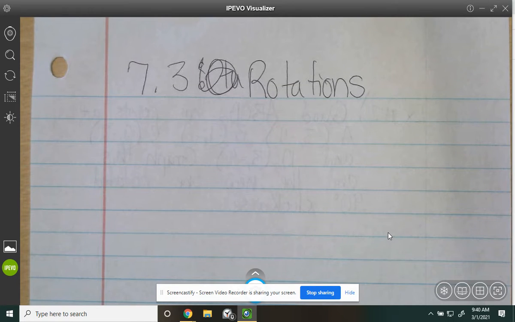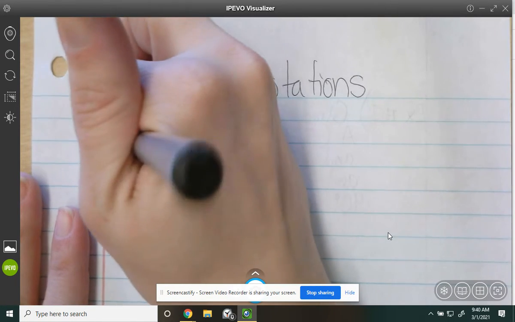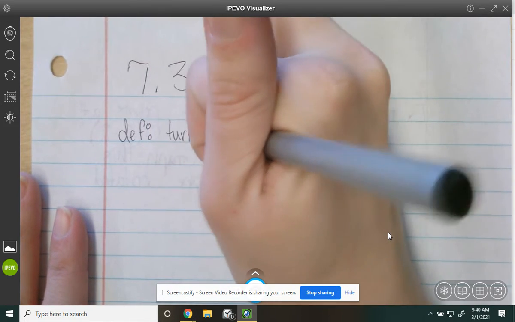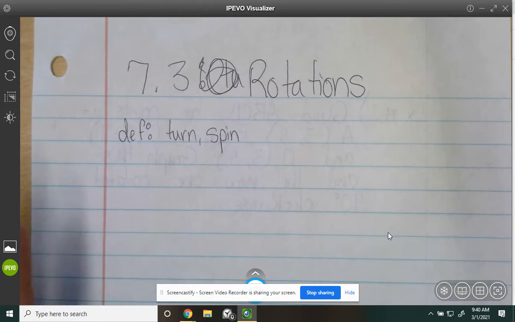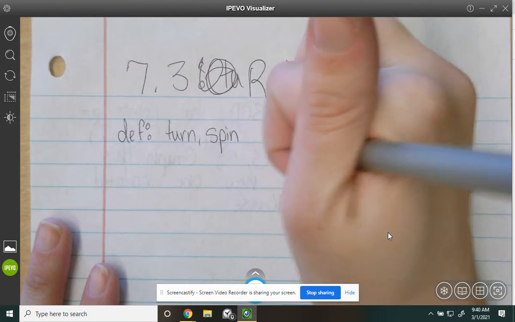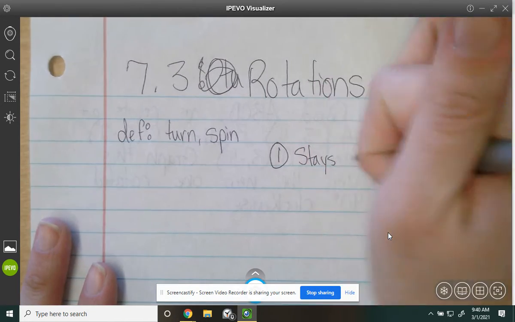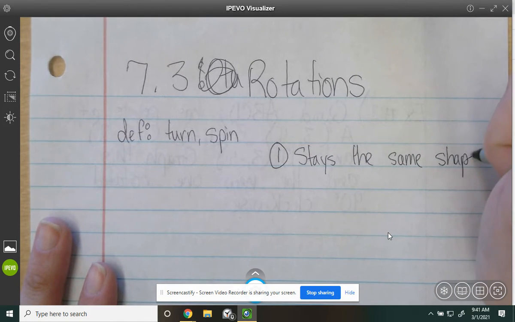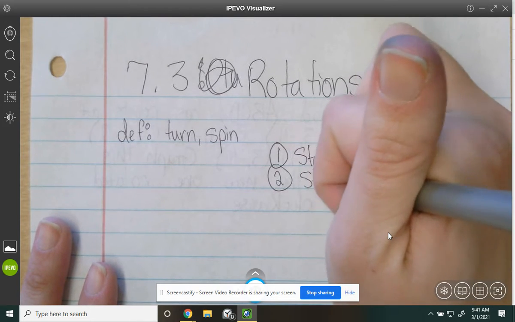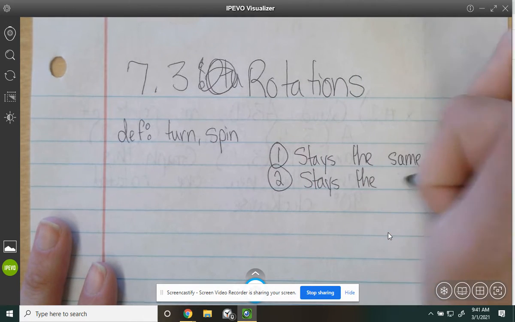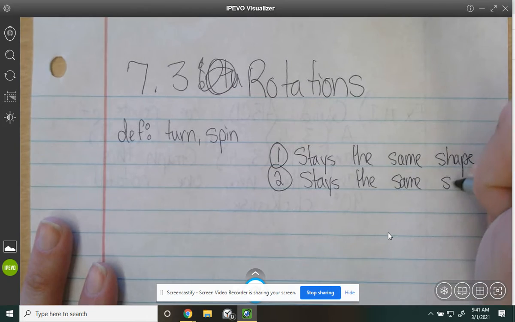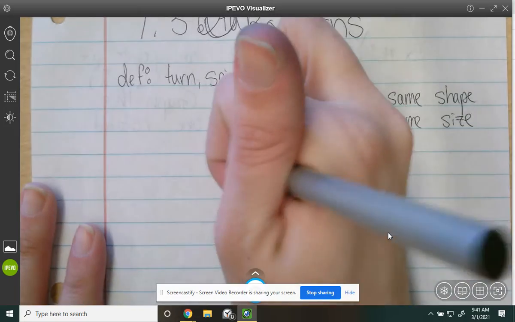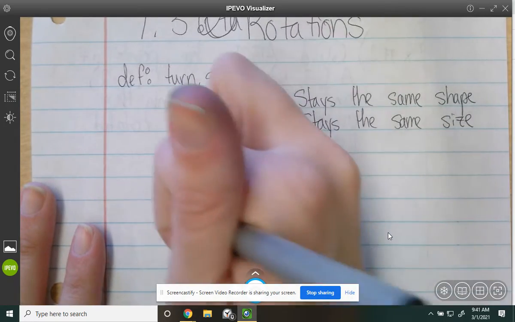Okay, so today we're going to talk about rotations. The definition for rotations is simply a turn or spin. All right, it stays the same shape, and it stays the same size. So let's demonstrate this.